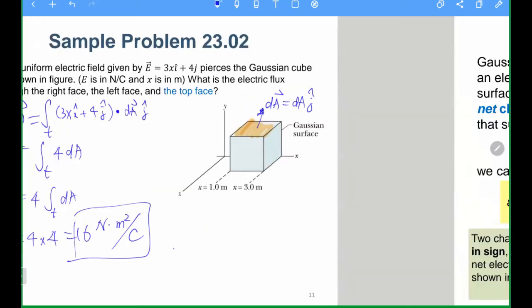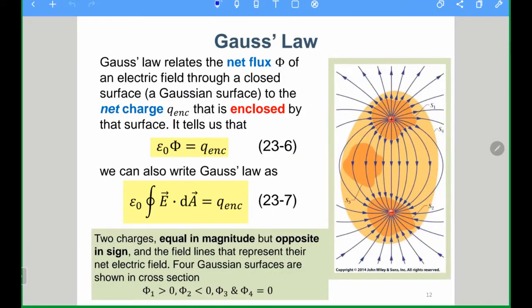Okay, so if no question, then we'll talk about the most important part of this chapter, which is Gauss's law. Maybe it is difficult to understand, but this is Gauss's law, and it says Gauss's law relates the net flux of the electric field through a closed surface, or a Gaussian surface, to the net charge that is enclosed by that surface. It tells us that epsilon naught times the net flux equals Q enclosed.